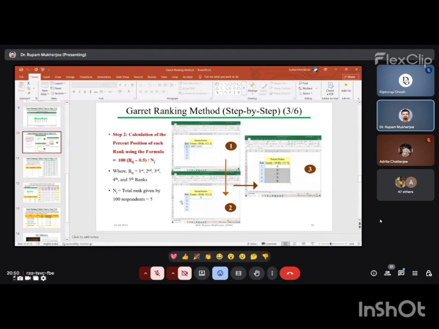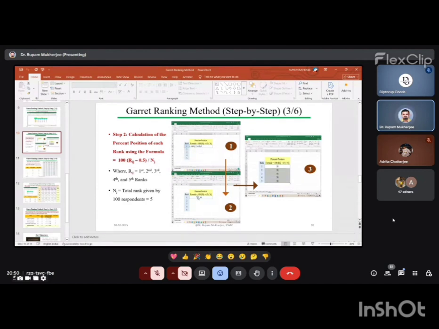How can you calculate it? Here it will be 100 into, in place of Rij, now I have to write 2. So it will be 100 into 2 minus 0.5 whole divided by 5. What is 2 minus 0.5? It is 1.5. So 1.5 divided by 5 means 0.3 and it will be multiplied by 100. So the answer will be 30. See, in the final box I have got 30.